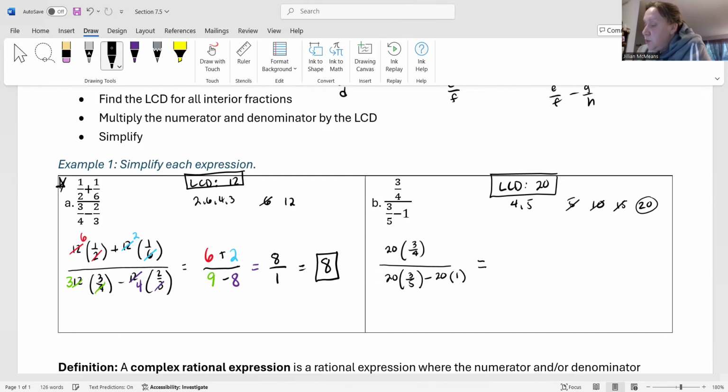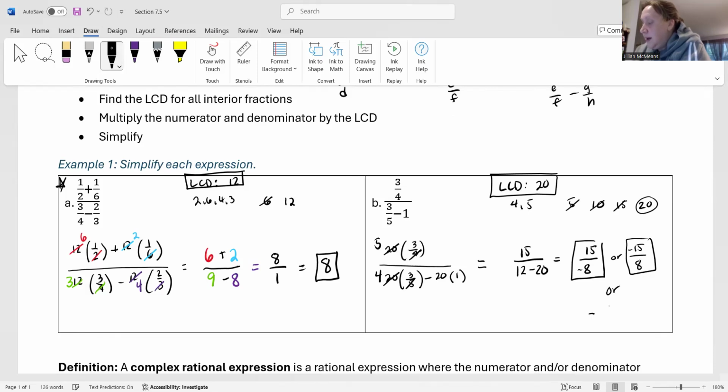So looking at the numerator, the 4 in the denominator divides into the LCD of 20 5 times, leaving me with 5 times 3, which is 15. In the denominator, the 5 in the first half divides into the LCD of 20 4 times, leaving me with 4 times 3, which is 12. And then finally, we have minus 20 times 1, so that's just plain old minus 20. So we keep simplifying, and the numerator just stays 15. The denominator, however, is 12 minus 20, which is negative 8. So we could write it as 15 over negative 8, or negative 15 over 8, or negative 15/8.